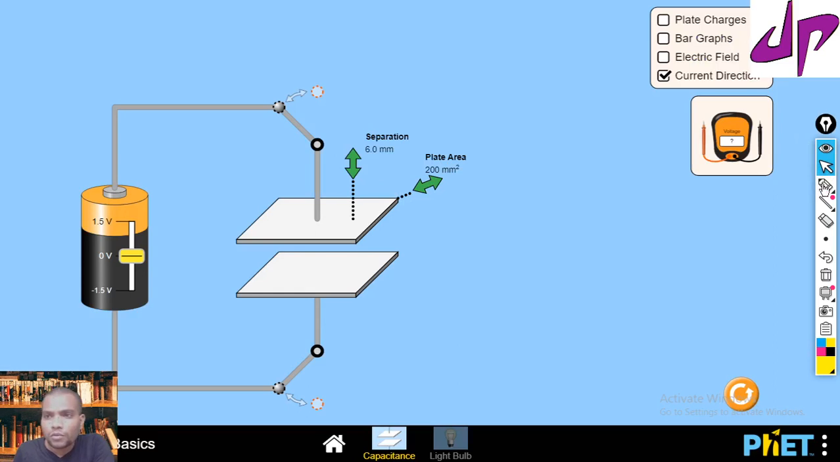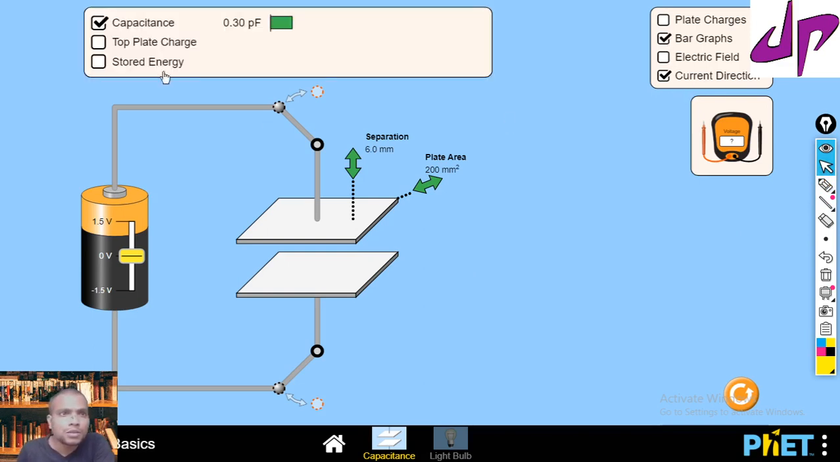I would like to visualize how the capacitance changes with the area and the distance with the help of the PhET simulation. Let me take it here. I have the help of a graph, which shows the capacitance of the capacitor. Suppose I charge it, so now the capacitor is charged. Let me show the charge and the electric field between the plates.